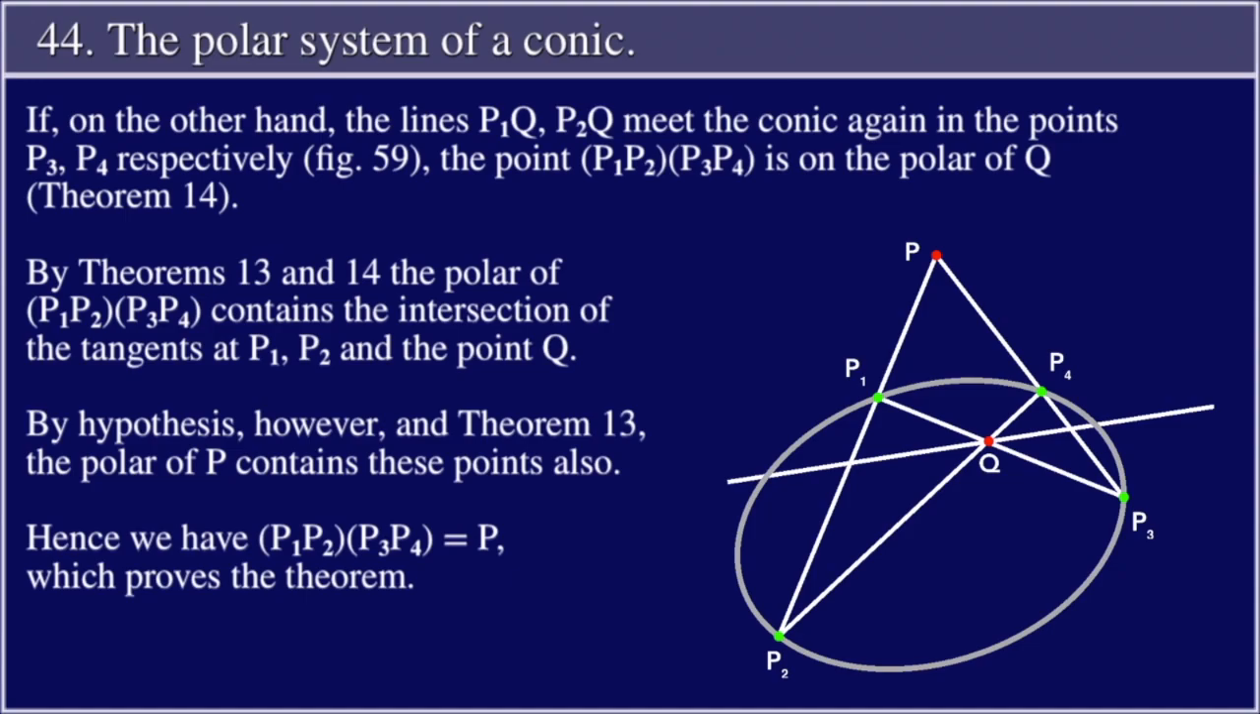Theorem 14. By Theorems 13 and 14, the polar of P1P2P3P4 contains the intersection of the tangents at P1, P2, and the point Q. By hypothesis, however, and Theorem 13, the polar of P contains these points also. Hence we have P1P2P3P4 is equal to P, which proves the theorem.